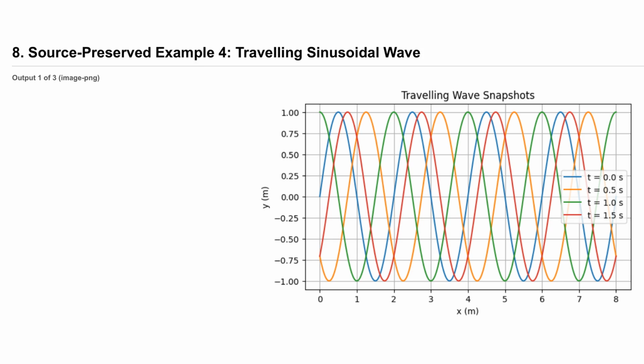Our static snapshot plot displays 4 distinct wave states captured at half-second intervals. By tracing the peaks of successive colored curves, you can clearly see the wave crests shifting systematically to the right over time, confirming that our programmatic sign conventions match physical reality.